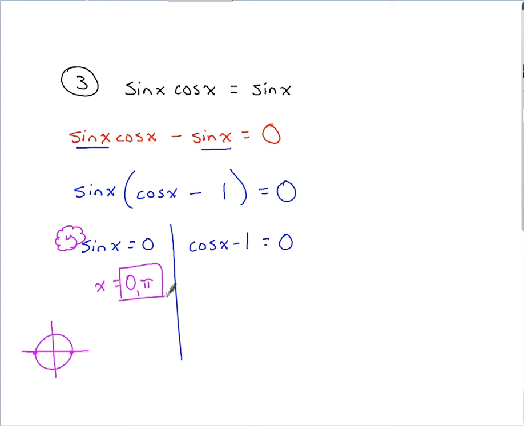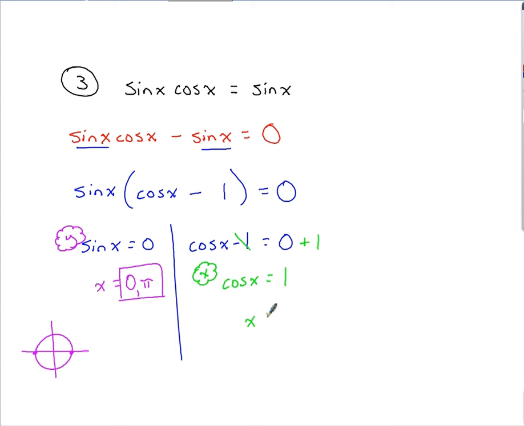Over here on this other equation, you got the cosine of x minus 1. We want to go ahead and move that 1 over, get the cosine of x by itself. And the cosine of x can be connected here to all the x values on the unit circle. We're looking to see where the x values are equal to 1.